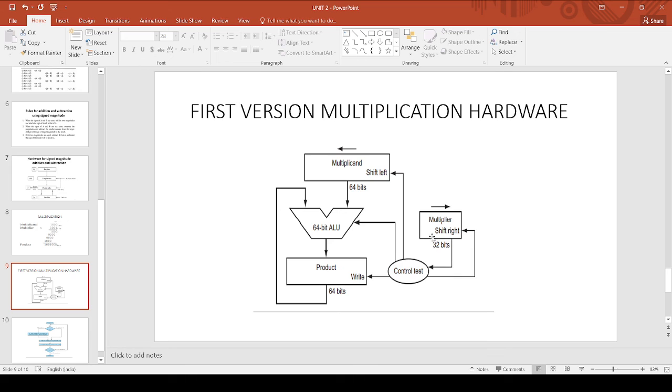Then the multiplier is checked. If the value is 1, again the result stored in the product is added with the multiplicand value, or if it is 0, no addition is performed. In the next step, the multiplicand is shifted to the left by 1 bit, and the multiplier is shifted to the right by 1 bit.